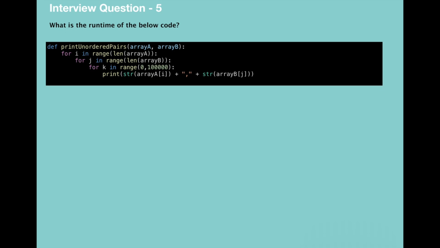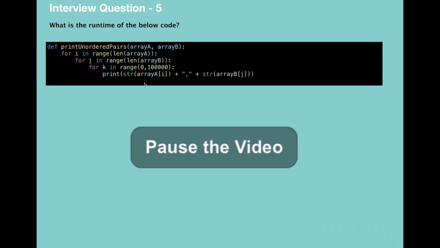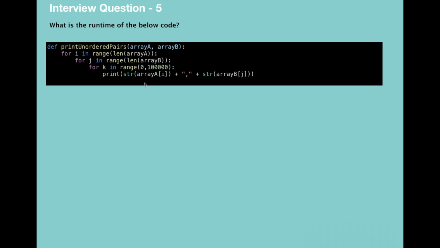Question number 5. Here one more time, the method takes two different arrays as an input parameter. Then in the outer loop, it runs through array A, and for each element of array A, it runs through array B. But here, inside the inner loop, we have another loop which runs from 0 to 100,000. Now let's see what the runtime of this code is. Now here again, I want you to pause the video and think if you can come up with your own answer. Alright, hopefully you have found the right answer. If not, then let's do it together.